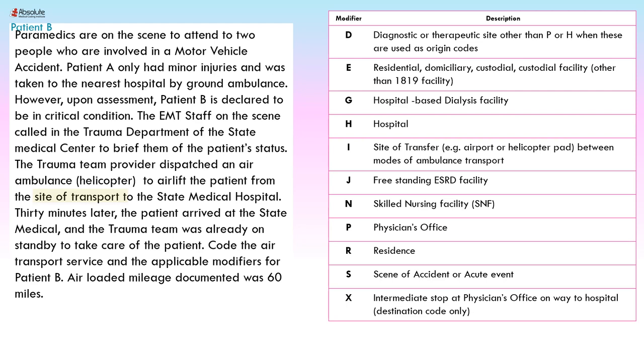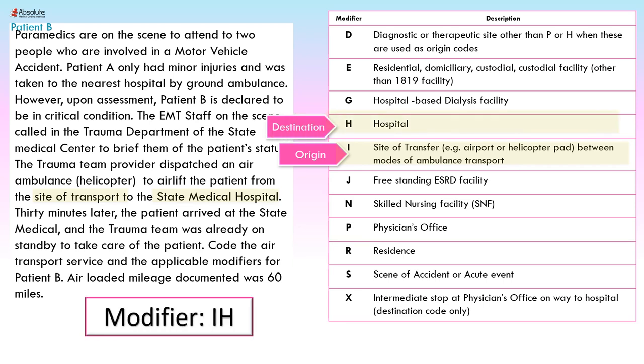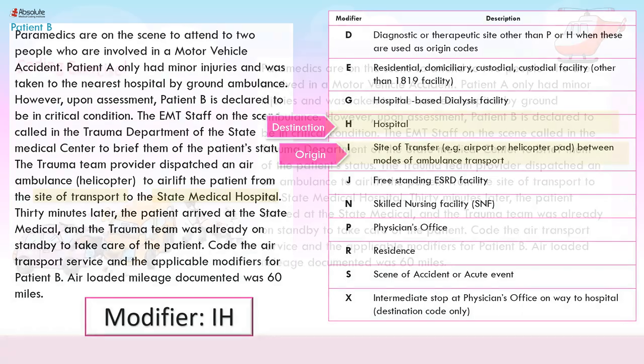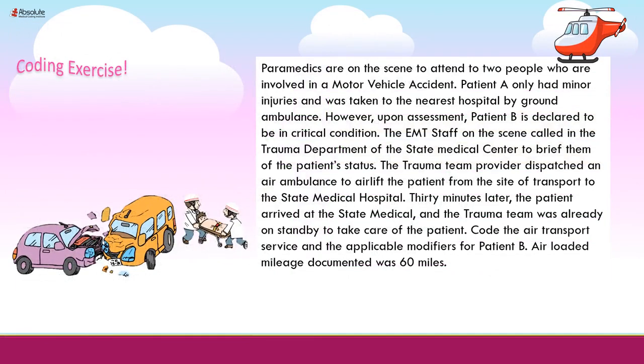So the patient was picked up from the site of transport, which would give you, alpha character I first, followed by state medical hospital. That's the destination. So our origin and destination modifier will be IH. Alrighty, so now we have all of our components together. We'll put all of our codes together. So we got everything you need for our answers for this scenario.